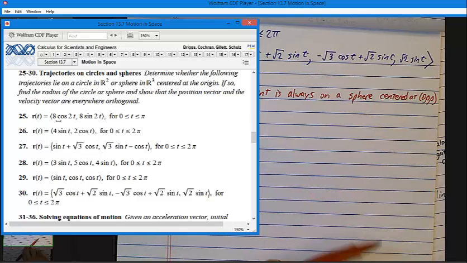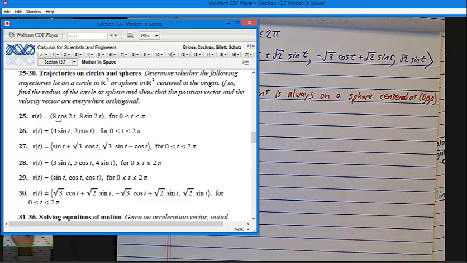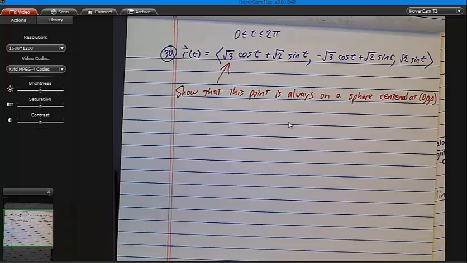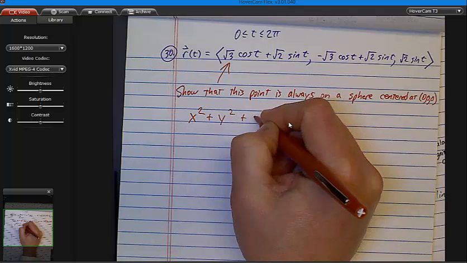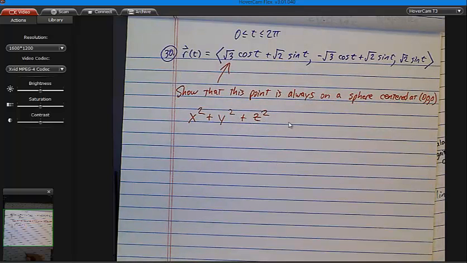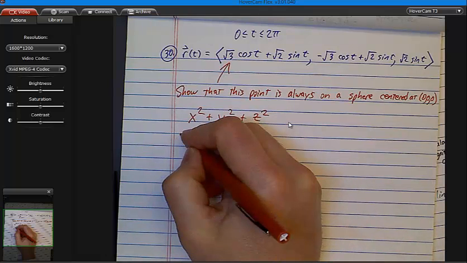Same idea here, guys. For number 30, we're going to do, what's the equation? X squared plus y squared plus z squared is what I want. Does this make sense? So let's see if we can do it. Should I work it all out? Yes, okay. So here we go.